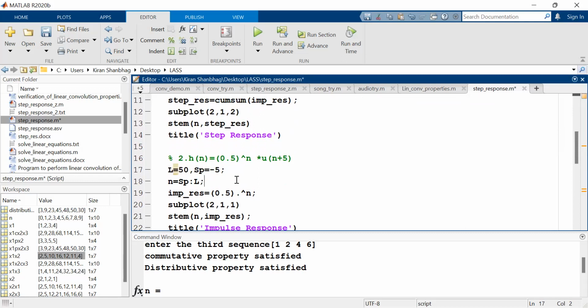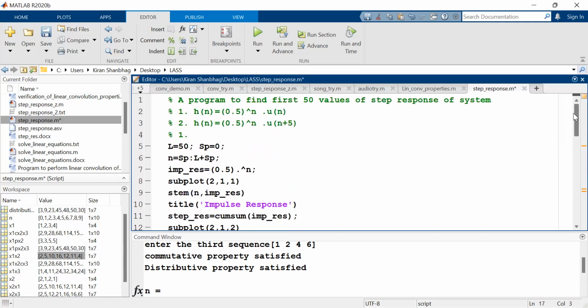Okay, I want to have the values up to 50. So here I have defined n from minus 5 up to 50. No, I think this is not good. Let me have it up to L1. Let me have the values up to 50.